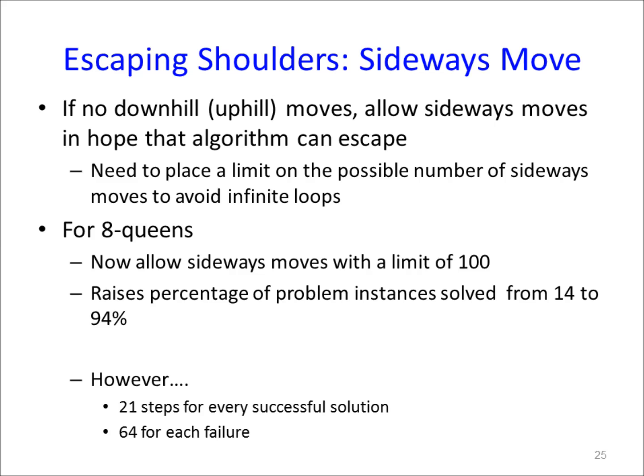Now, what if it's a really long plateau? Then I will keep going, right? So let's make our life reasonable and say I'm going to only allow 100 sideways moves, something like that. So keep a count. If there is no downhill move, if there is no greedy move possible, allow sideways moves, hope that the algorithm will be able to escape. For 8 queens, if we place a limit of 100 sideways moves, this is what happens. You can now solve a problem 94% of the time.